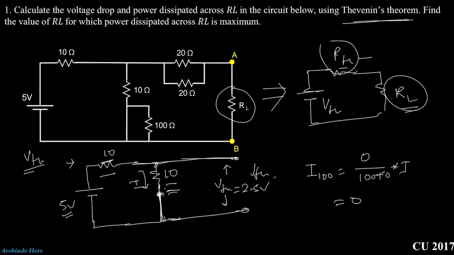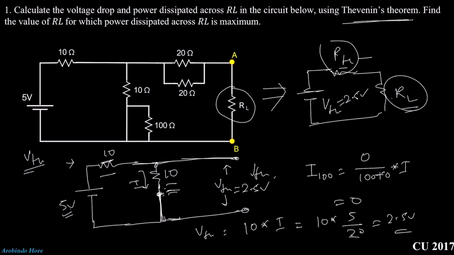Or if you want to calculate, then you can calculate VTH equal to 10 multiplied by I, where I will be 5 divided by 20. It will be 2.5 volt. Very easy, but you need to understand the concept. So VTH is 2.5 volt.